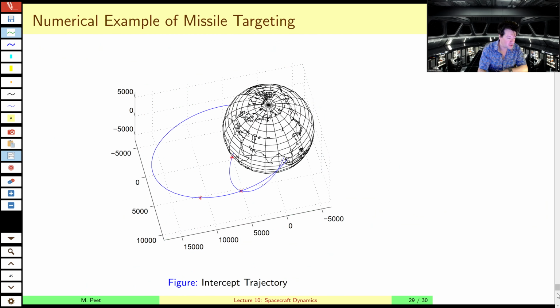Incidentally, here's just the plot, right? Here's our initial interceptor. Here's the target, and here is our trajectory. You see it curving around and intercepting the target. And a little explosion there where we do the interception.